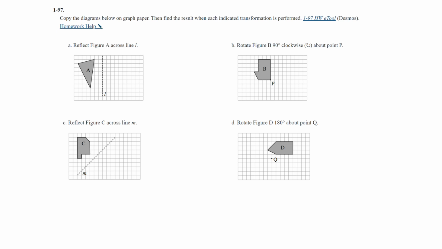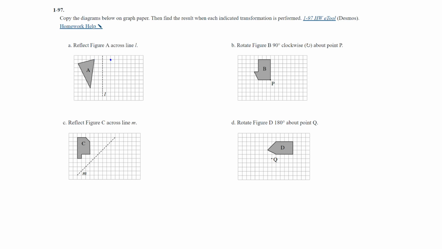Alright, on to question 97. Copy the diagrams below on graph paper, then find the result when each indicated transformation is performed. So the first one, A, reflect A across line L. So I'm just going to count. If I'm 2 units here, then I have to be 2 units here.